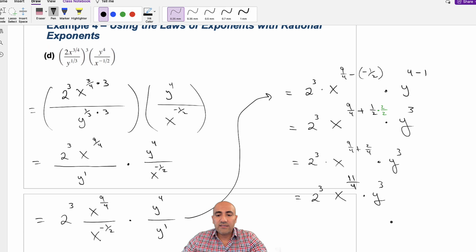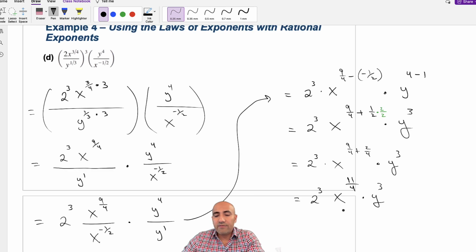And again, it depends on how you like to look at it. We can think of this as the 4th root of x to the 11th. To come out of that 4th root, we need little groups of 4. So we can think of this as the 4th root of x to the 11. There's 11 copies of x being multiplied.